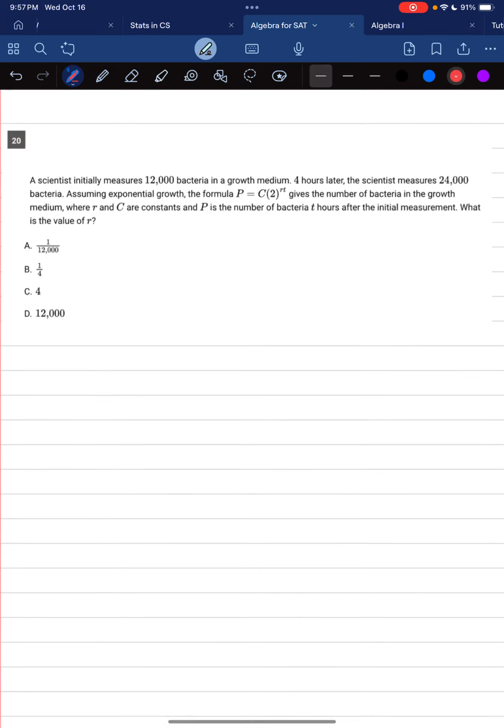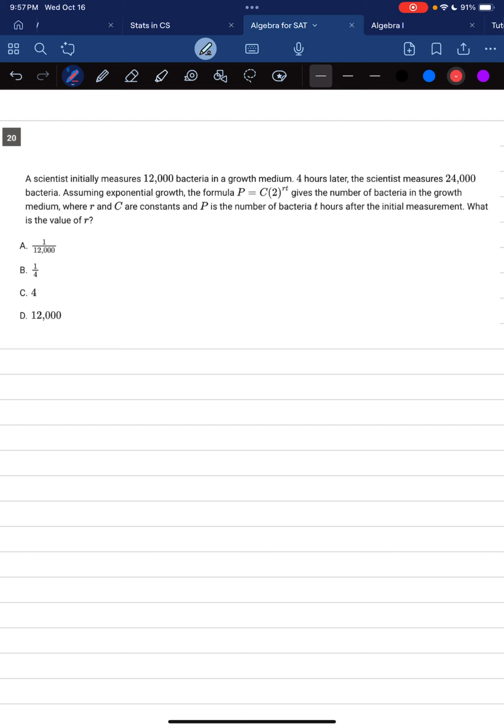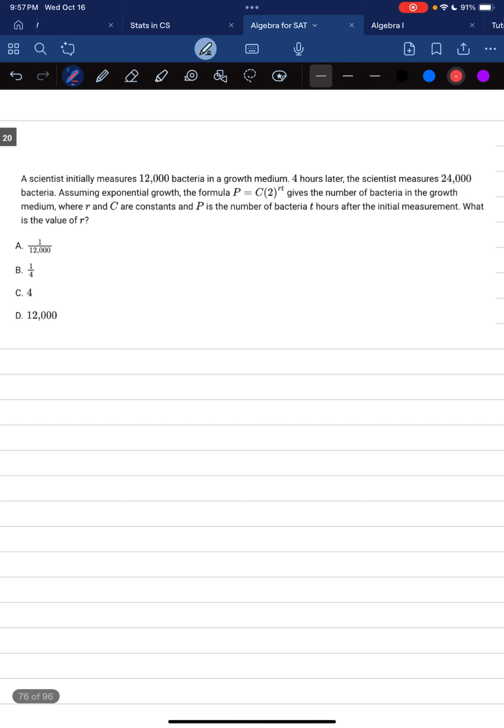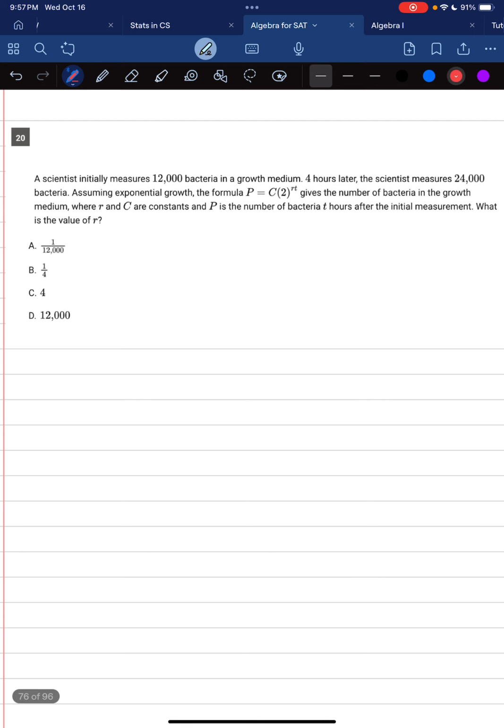It says a scientist initially measures 12,000 bacteria in a growth medium. 4 hours later, the scientist measures 24,000 bacteria. Assuming exponential growth, the formula P equals C times 2 to the power of RT gives the number of bacteria in the growth medium, where R and C are constants, and P is the number of bacteria t hours after the initial measurement. What is the value of R? So this question is dealing with exponential functions. If you miss this, then you should review exponential functions.